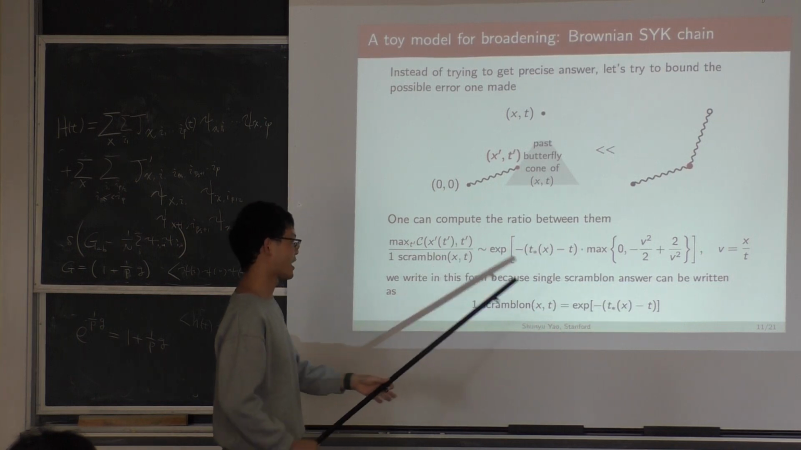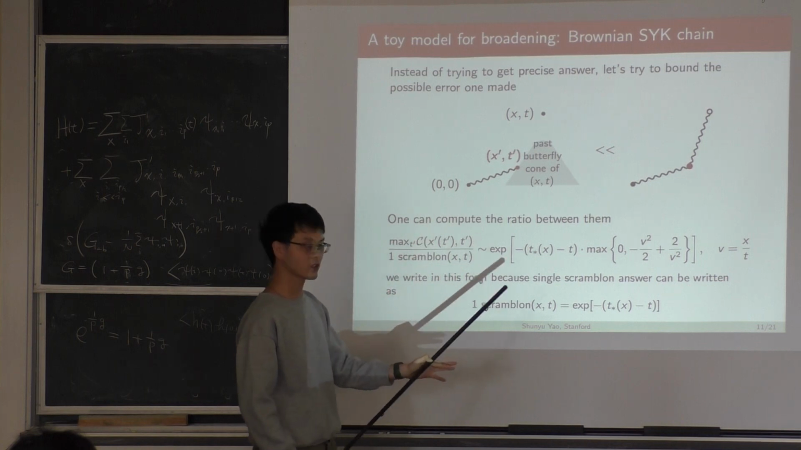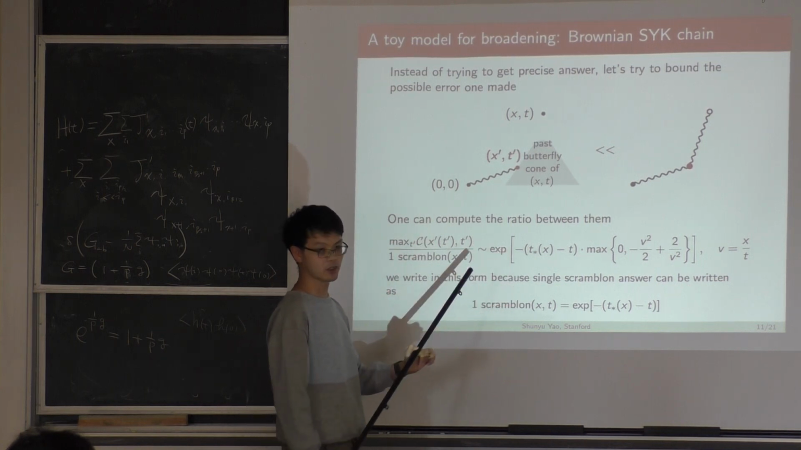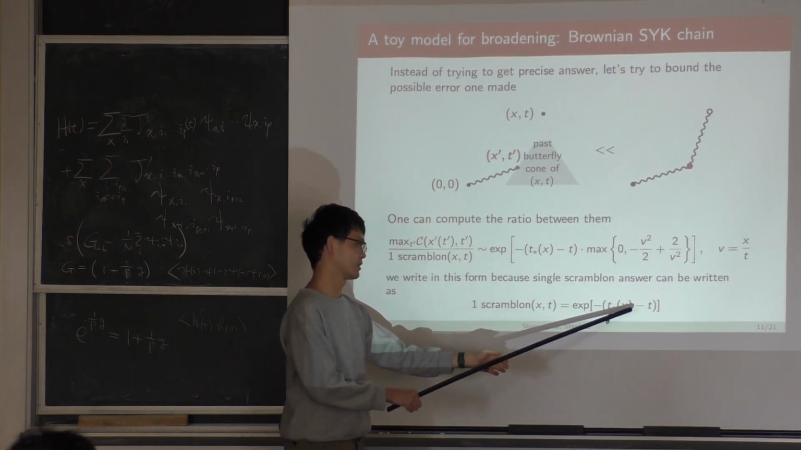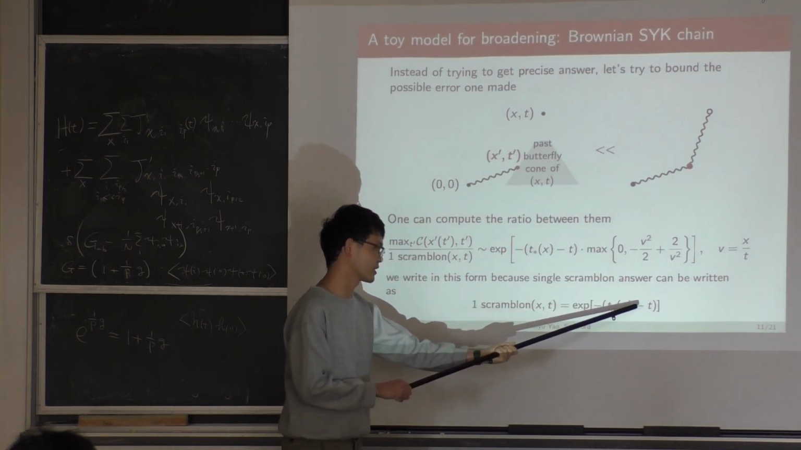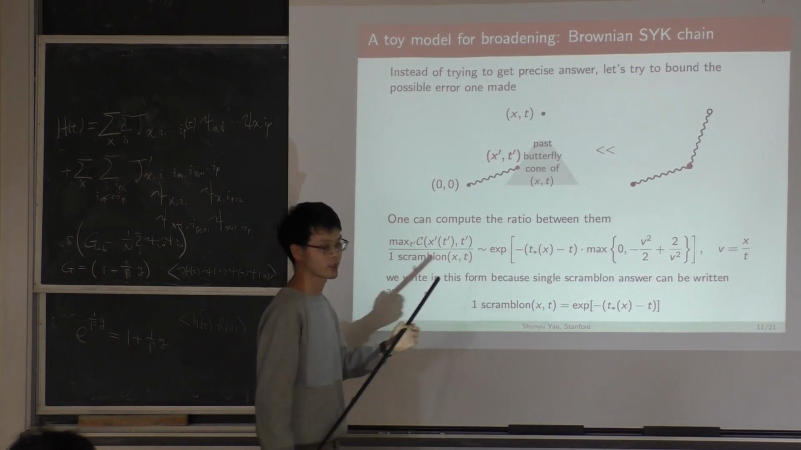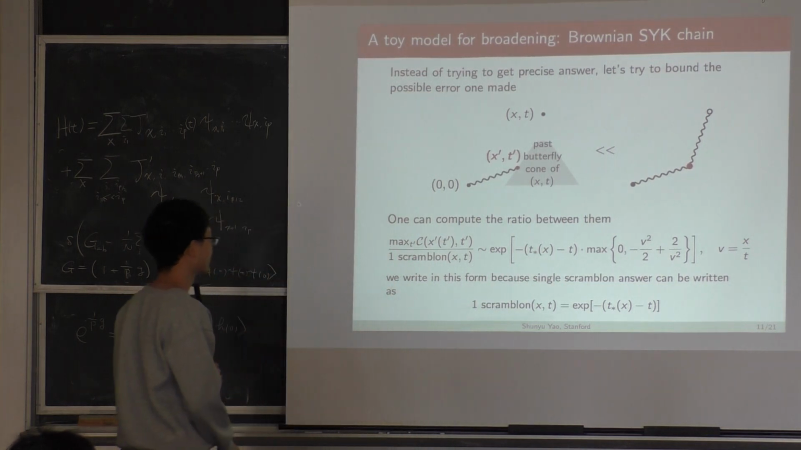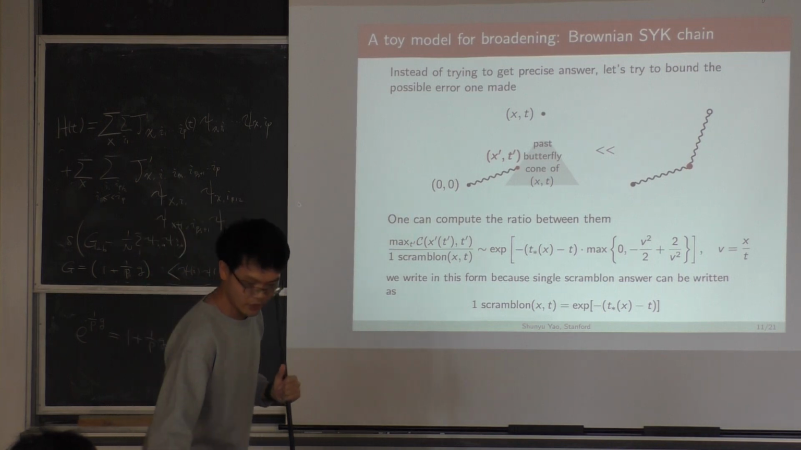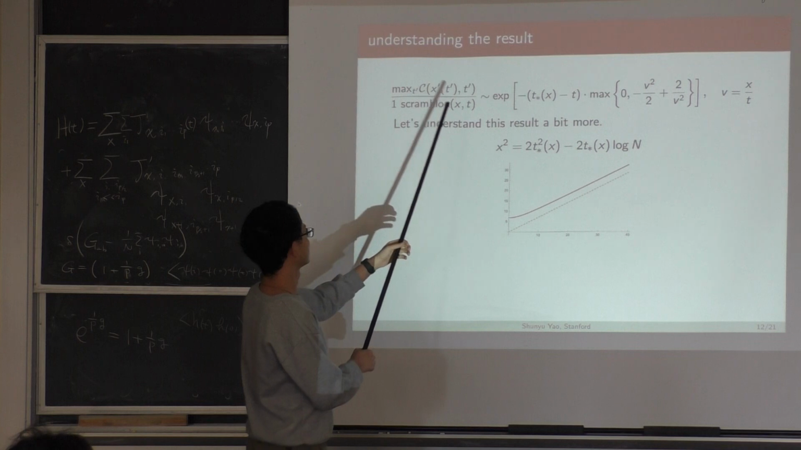T star is the scrambling time at position x minus t. So if you are slightly ahead of the wavefront, which means t is smaller than t star, this one is small. And if you are within the wavefront, within the butterfly cone, where t is larger than t star, this one will be large. And now let's try to analyze what this formula tells us.